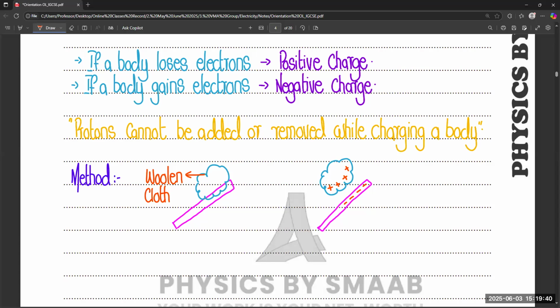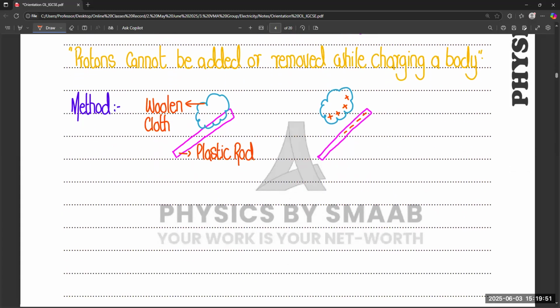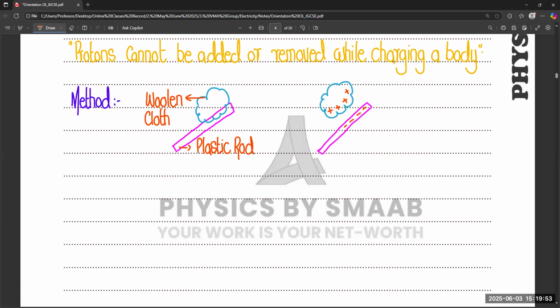So this is woolen cloth and this is a plastic or glass rod, whatever we want to consider. Now the process is very simple. Let's suppose they ask you for 4 marks or 3 marks to write down the process of how the charging of the body takes place. So the first point is, first of all, friction.